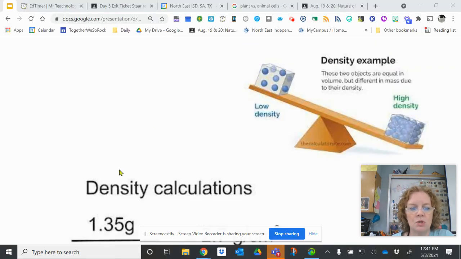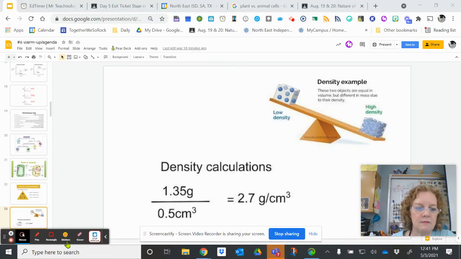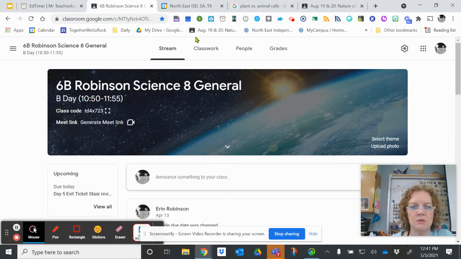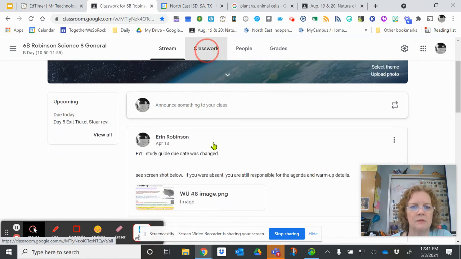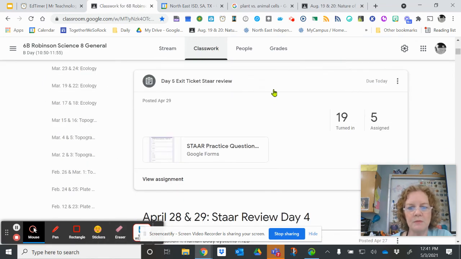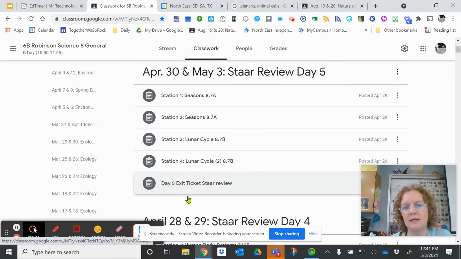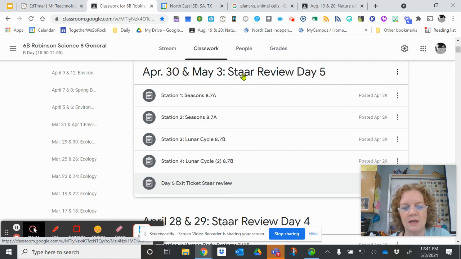If you need help on any of this, please make sure you message me in email. I'll be available to you, or chat to me if you have a question. And then, of course, your exit ticket is there. Everything will be in Google Classroom. It will be very clear for you to see. I'm just showing today's group station 5. Oops, didn't want to do that. Anyway, everything is in Google Classroom. You would see stations 1, 2, 3, 4, and then your exit ticket. This is day 5. You'll be doing day 6, which I haven't posted yet.